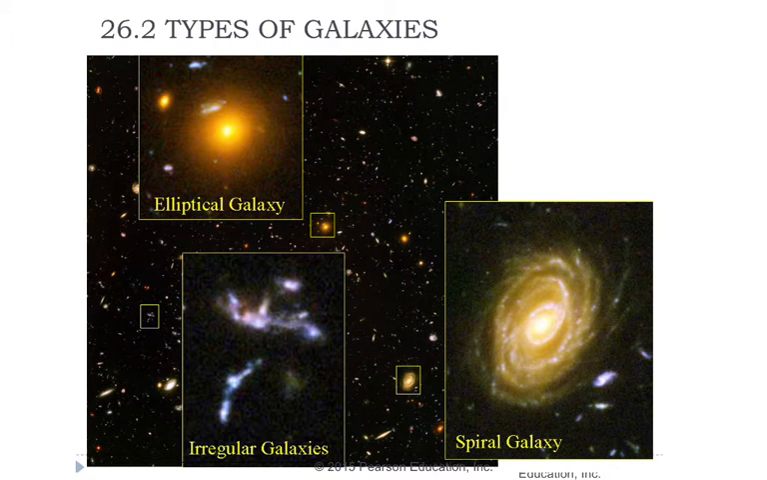And we'll look at three different types of galaxies here. There are spiral galaxies, like our Milky Way galaxy that we looked at, there are elliptical galaxies, and then irregular galaxies.